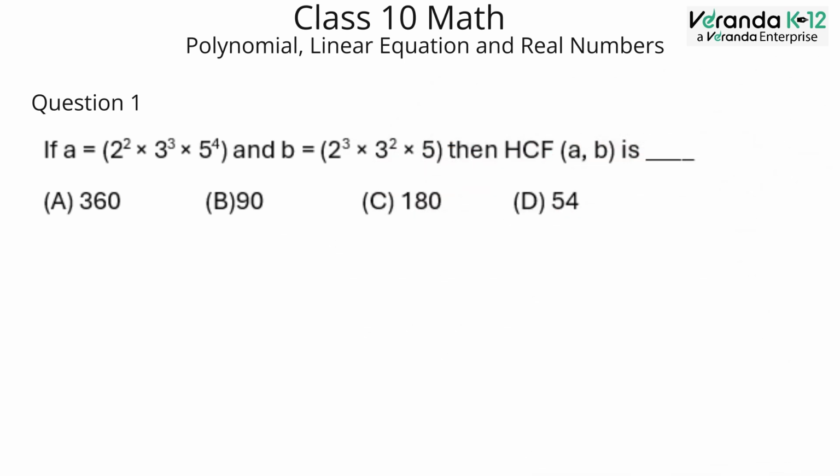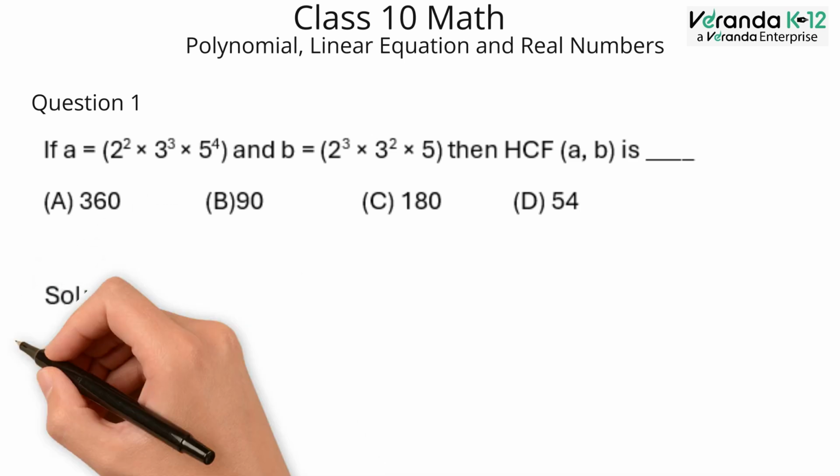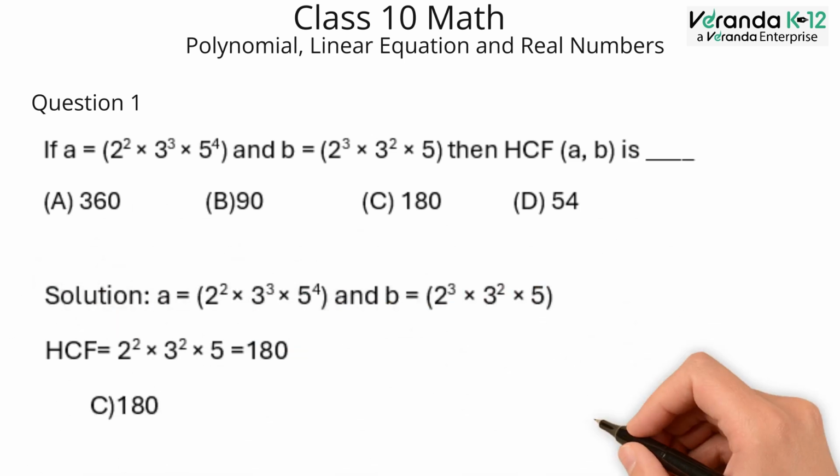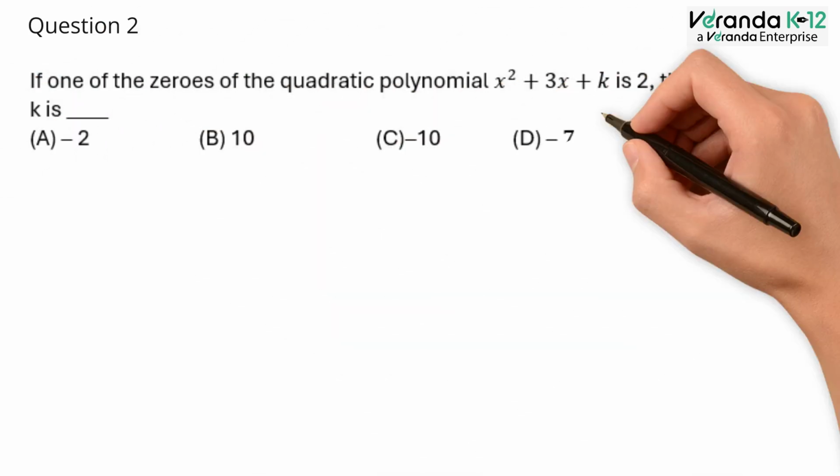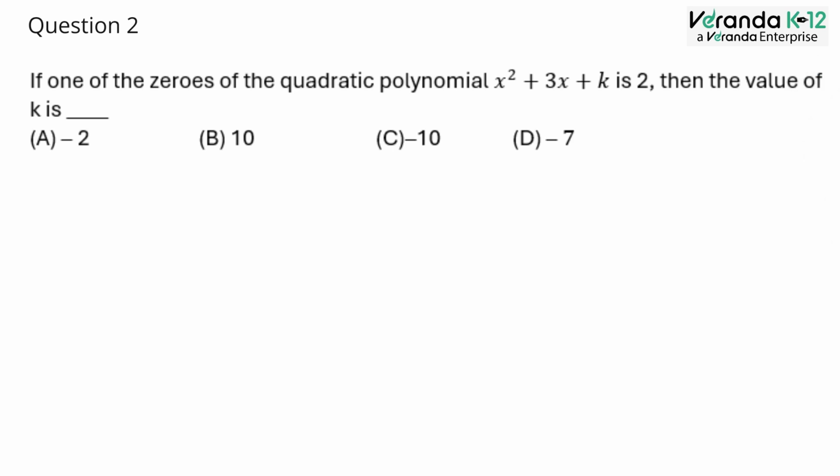If A is equal to 2 square into 3 cube into 5 to the power of 4 and B is equal to 2 cube into 3 square into 5, then the HCF of A and B is, so we find the common factors of A and B, which is 2 square into 3 square into 5, which is 180. The option is C.